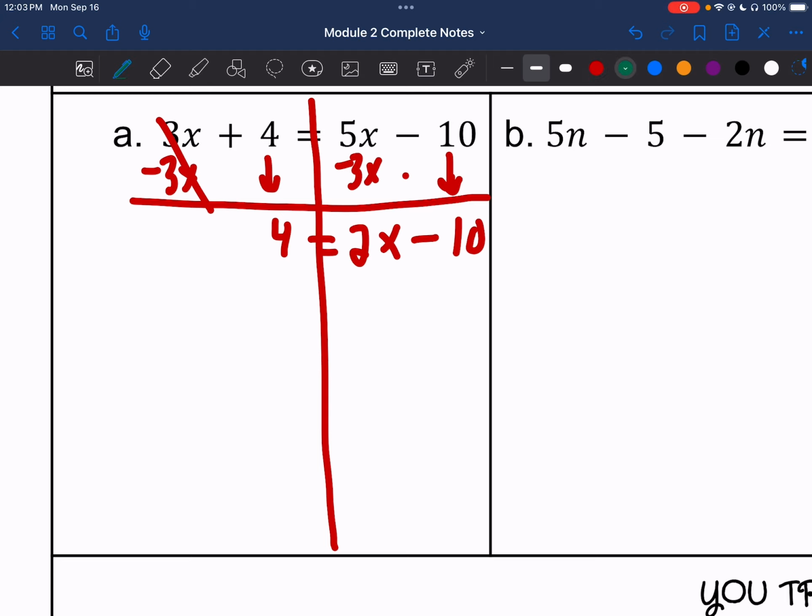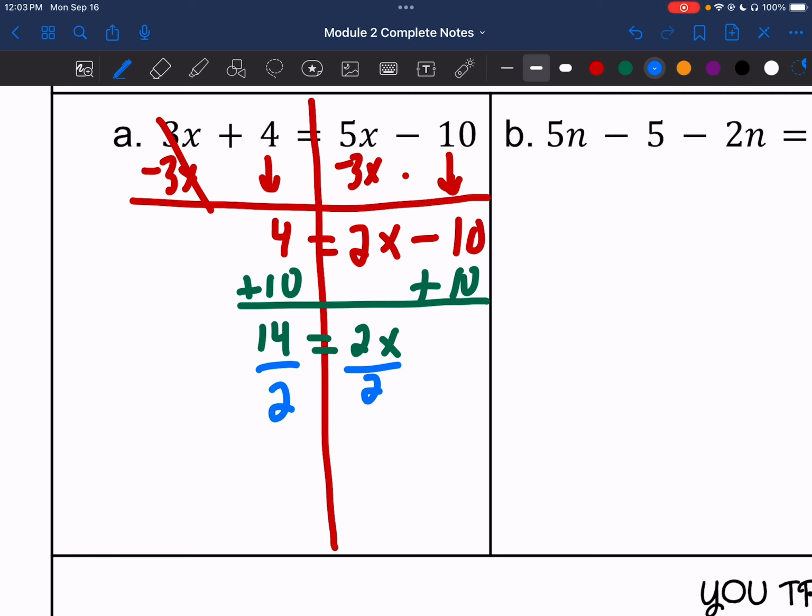Now I'm down to just a two-step equation. I want to add 10 to both sides, and I get 14 is equal to 2x, which means I divide by 2, and I find that 7 is equal to x. Now, if you had done this the other way and you had pushed your variables to the left side of the equation, you're going to be dividing by some negatives because you'll have -14 and -2x. But then once you do the division, you'll get your same answer of x equals 7. You're just going to have to make sure you're dividing the negatives properly.